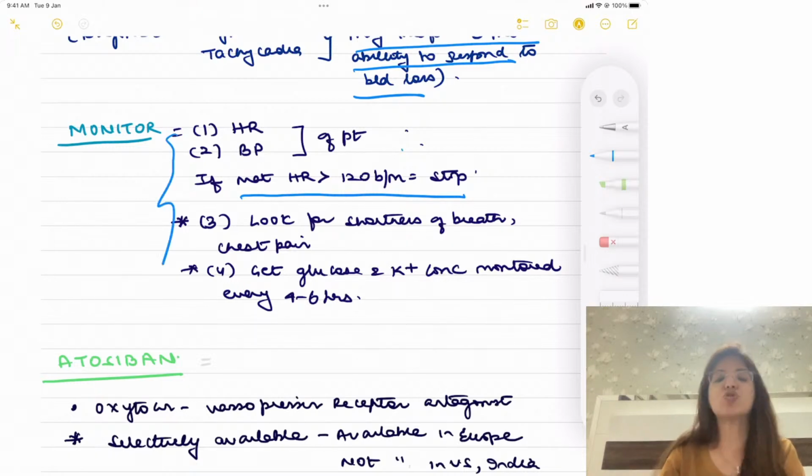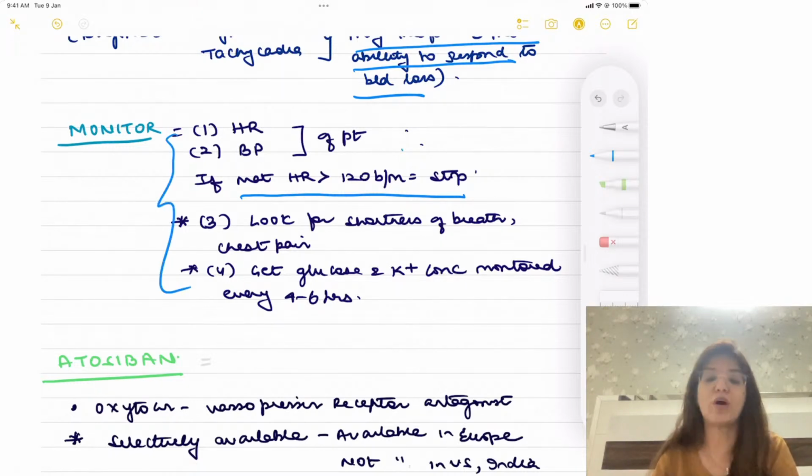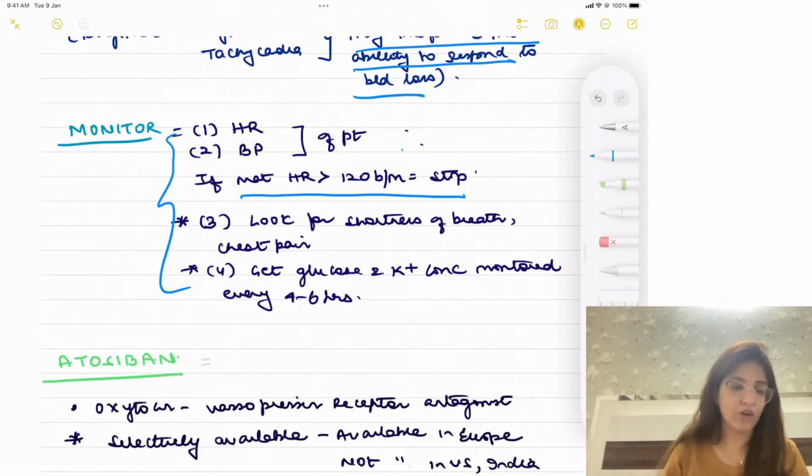So these are the things which you are going to keep in mind whenever you are starting terbutaline in your patient with preterm labor. Monitor her heart rate, monitor her BP. If her heart rate becomes more than 120 beats per minute, immediately stop it. Monitor her potassium levels, monitor her glucose levels. Look for any shortness of breath or chest pain which she might have. Right? Clear to all of you?